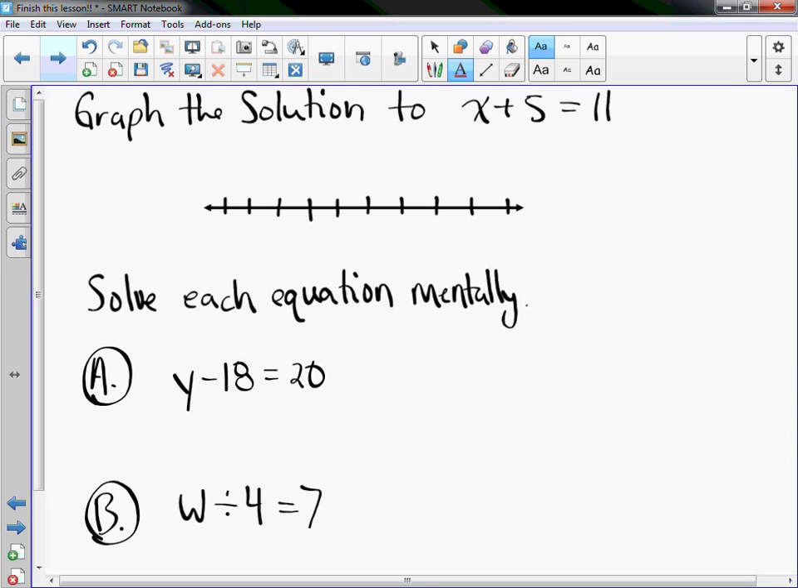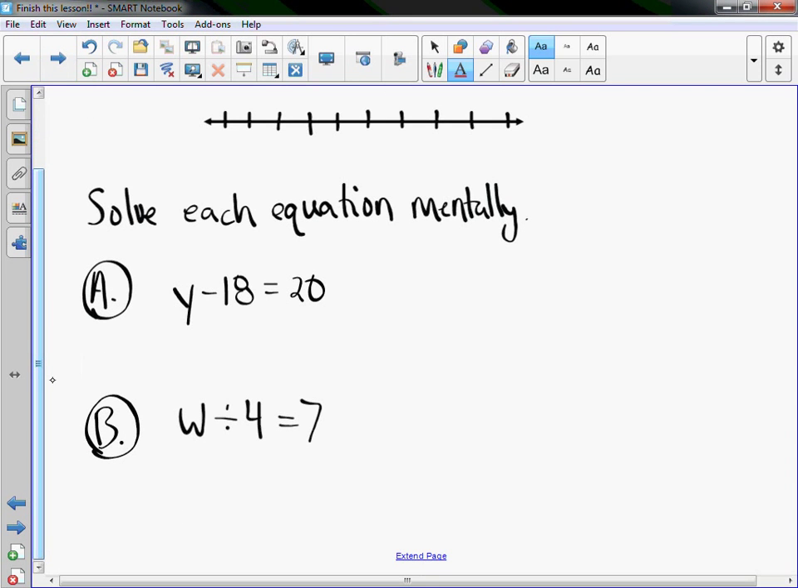Down at the bottom here, we can also do these two. We'll come back up to the graphing one. Solve each equation mentally. y minus 18 equals 20. So what number minus 18 gives you 20? 2 seems logical because it's the difference between 18 and 20. But if you take 2 minus 18, you actually get negative 16, so that doesn't work. So it must be bigger than 20. Bigger than 20, subtract 18 from it, you get 20. 38. 38 minus 18 gives us 20.